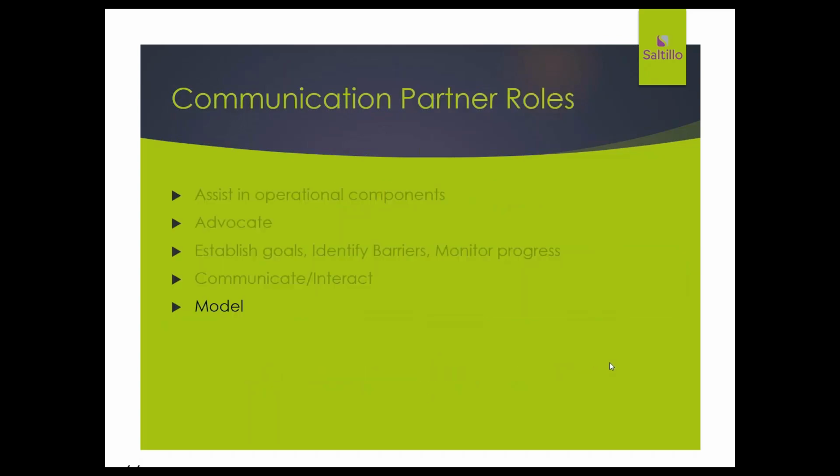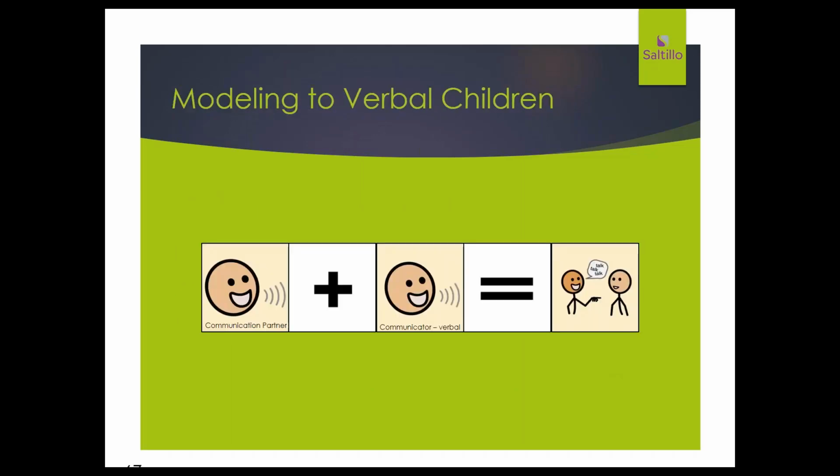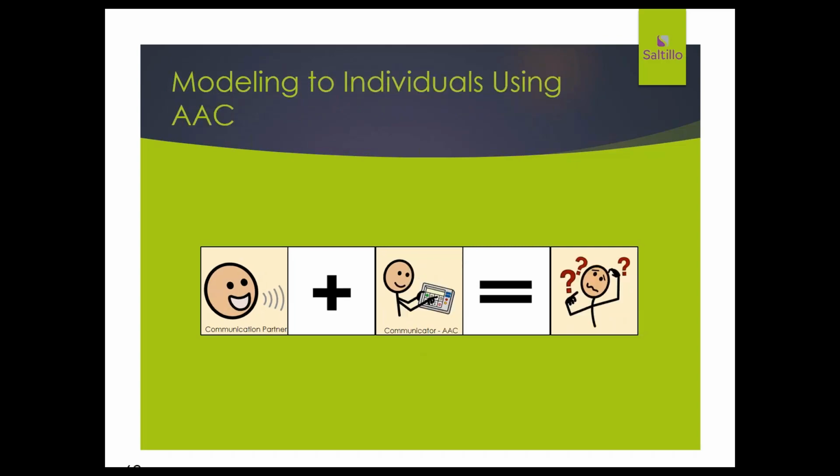So what we really want to do is model, right? So we talked about communicating and interacting with them, right? And we have to know the device to teach it. But what does modeling look like on an AAC device? Okay, well, let's look at modeling to verbal children. To neurotypical children, you have a communication partner who's talking, plus the child who's a verbal communicator, and then all of a sudden it equals communication, okay?